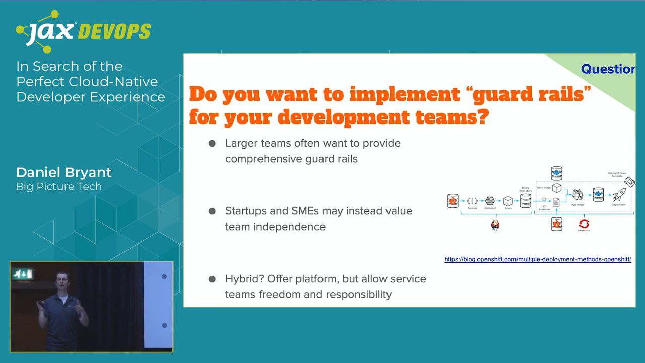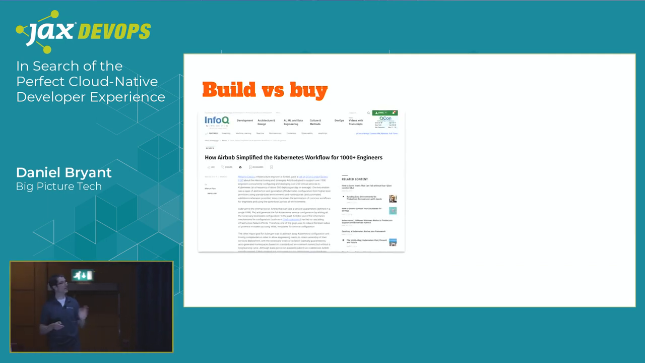If this thing goes down, you're going to be getting the page, and you're expected to fix it. Which I think, freedom and responsibility, totally makes sense. But the hybrid, offering some form of centralized platform for 90% of use cases, is great. Allow people to detour off when they really need to. And then it's really a build versus buy discussion.